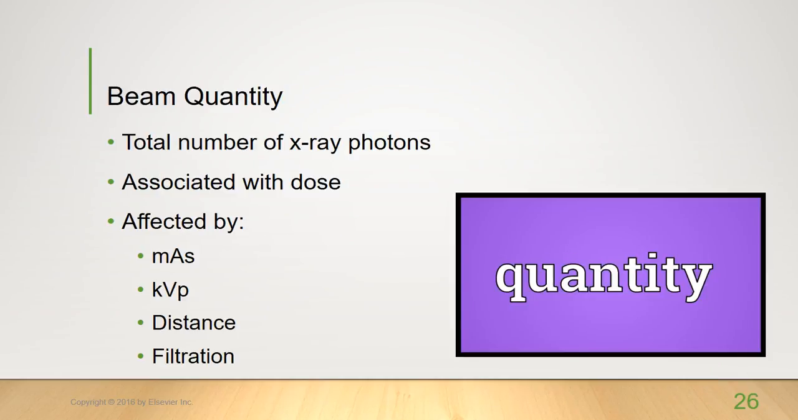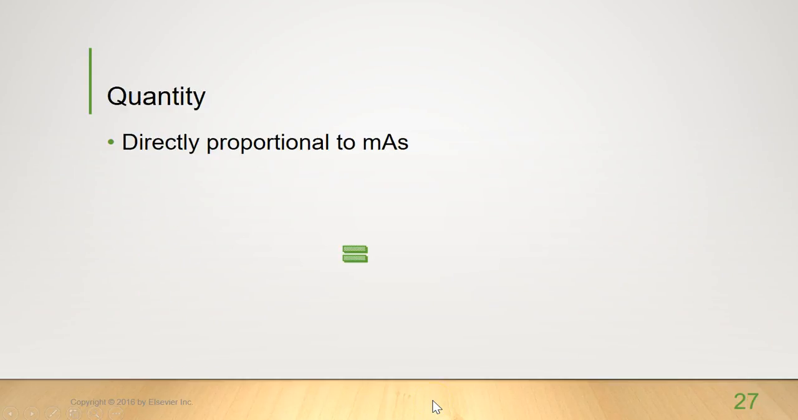Now we want to talk about beam quantity. Quantity, number, you already know that, but it's the total number of x-ray photons in a beam. The radiographer associates quantity with radiation dose. The more x-rays you use, the more dose your patient gets. All other factors remaining constant, an increase in quantity increases the amount of dose delivered to the patient. These are the things that you need to know affect quantity: mass, kVp, distance, and filtration. And we're going to talk about all of those.